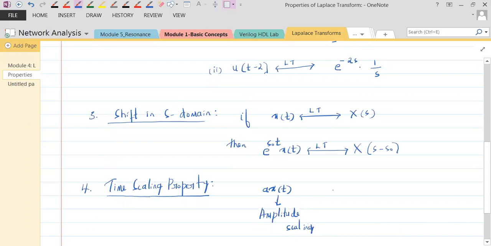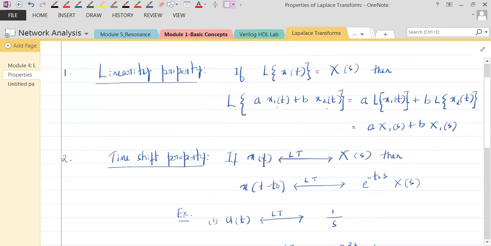Now, if you have signal x of t, but this t is being scaled, what is this? This is time scaling. There are two types of scalings. Understand that? One is amplitude scaling and the other one is time scaling. Where did we see this amplitude scaling? Multiplying by a scalar. Where did we see it in the linearity property? The signal is being scaled by the scalars here, right?